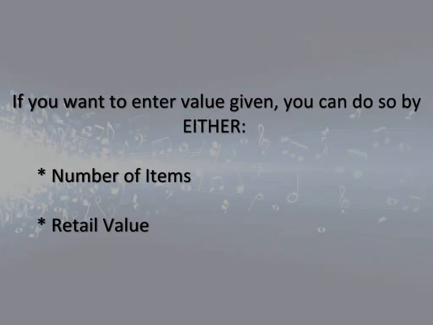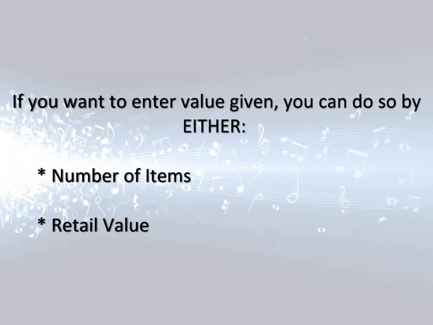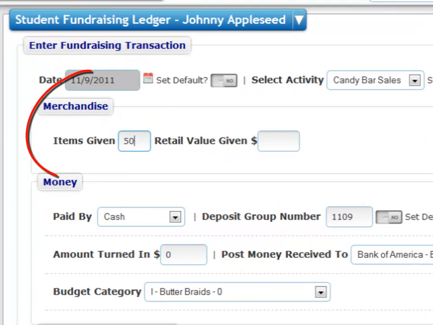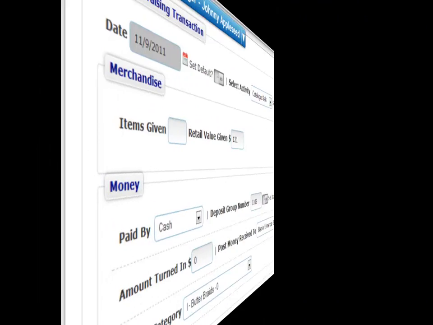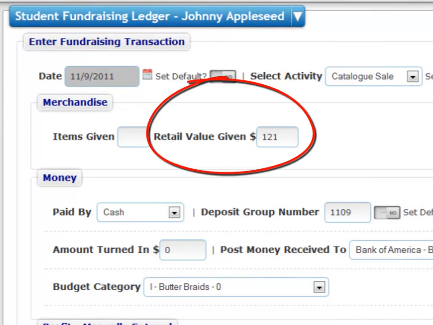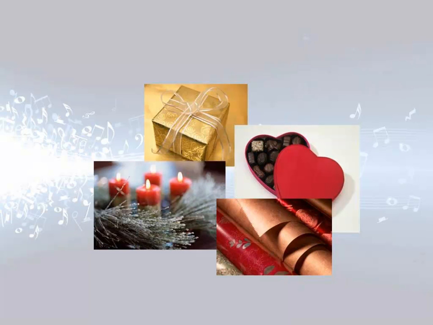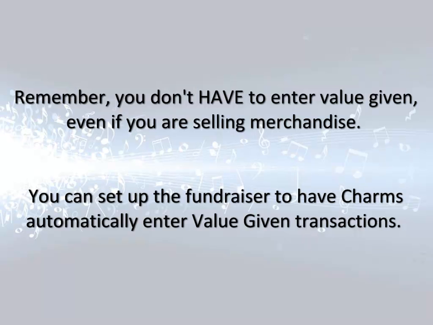If you are selling merchandise, then you may want to track the product given to students or members. One way you can do this is by number of items given. For example, you might give each student 50 candy bars or raffle tickets or other types of items to go out and sell. You can also track product given by the actual monetary value. For example, if you're doing a catalog sale, you might collect the money first, then when the order arrives, enter the value of products given to the students to go deliver. But then again, this may be something you want the Charms system to enter for you automatically, since the money has already been turned in.